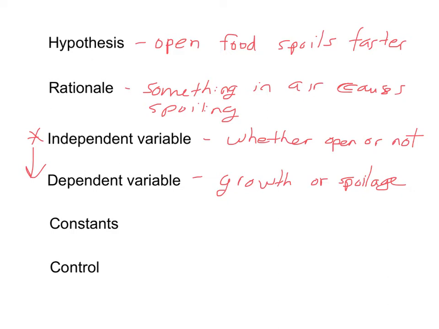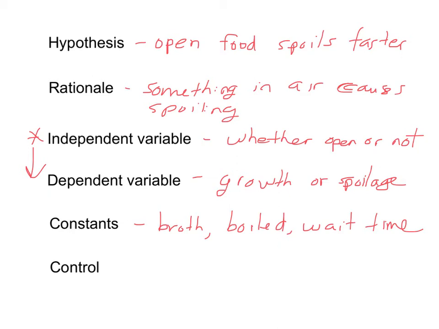That's our hypothesis, right? Constants are all the things that have to be the same between the two different groups that we have. So we had one that was open, one was not, but they both have the same broth. Boiled both of them, and with both of them we waited the same amount of time. And you could probably go on and on with all the things that you tried to keep the same between the two different setups.